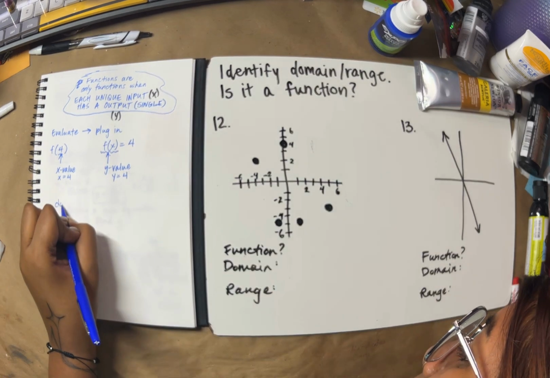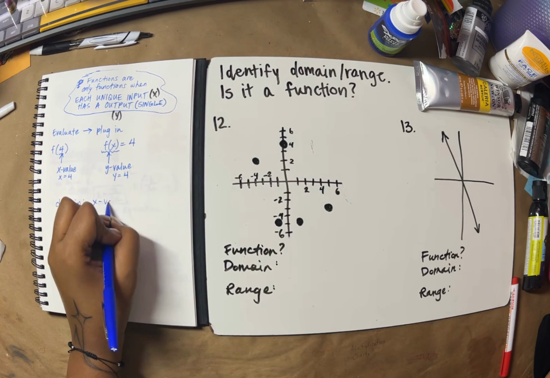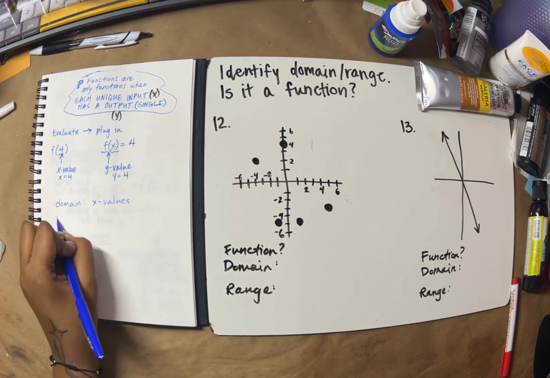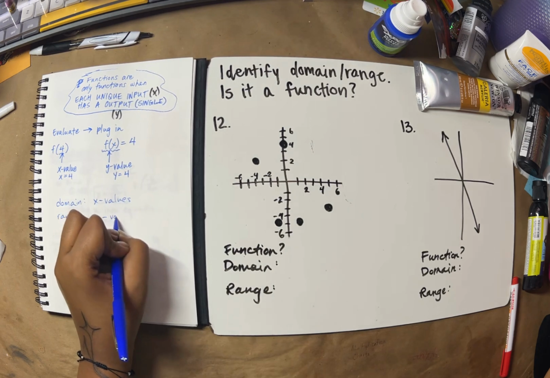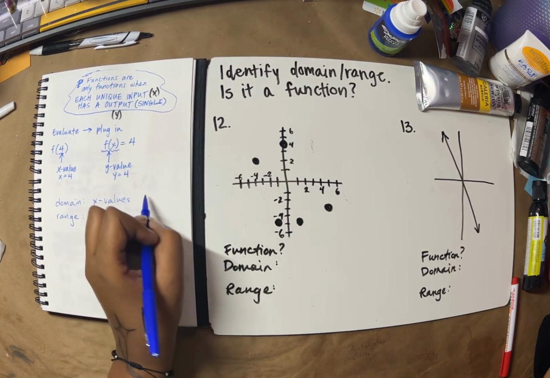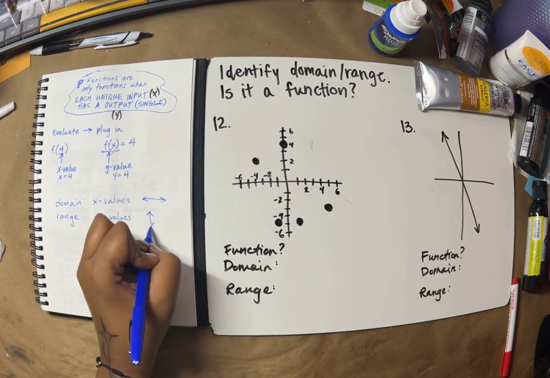So we remember that domain is our x values, while our range is our what? Well, it's the opposite, so it's our y values. We know that x values are left and right and y values are up and down.